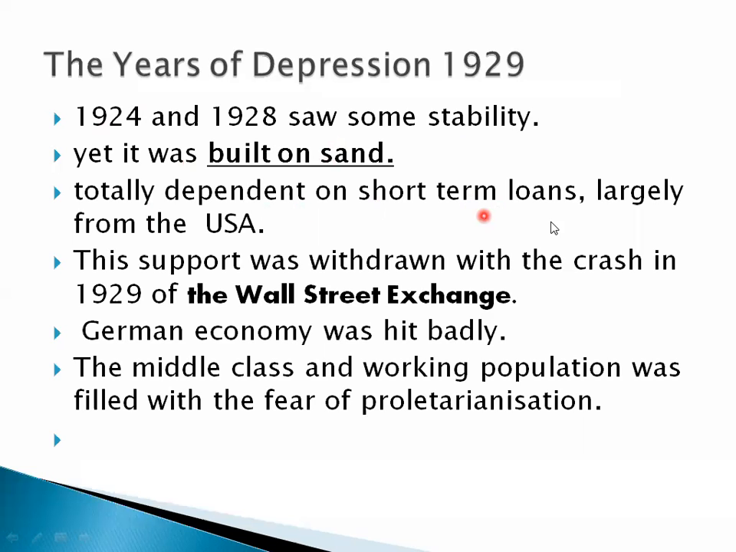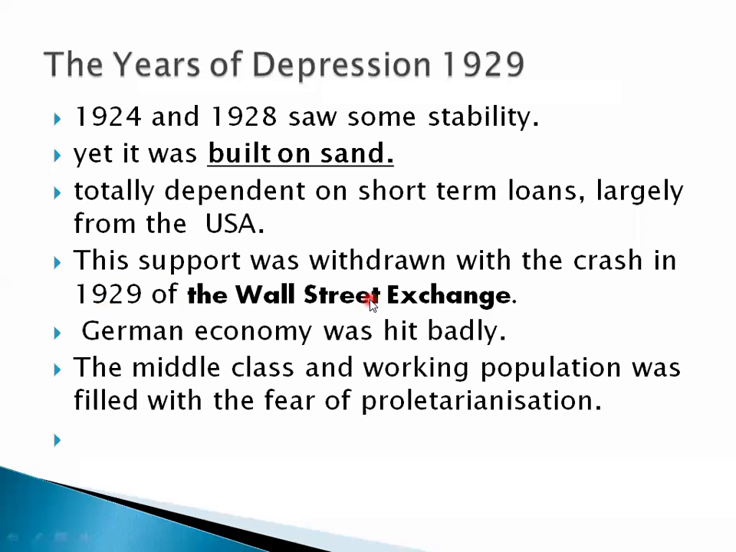short-term loans, which were mostly provided by the USA. The German investment and industrial recovery were totally dependent on short-term loans, largely from the USA. This support was withdrawn when the Wall Street Exchange crashed in 1929.